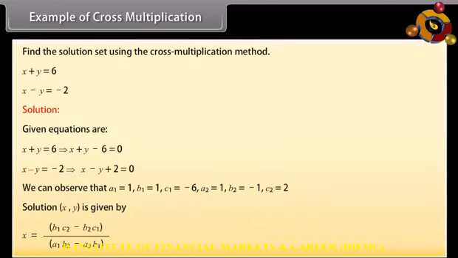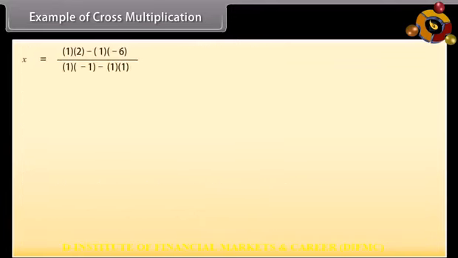Now by substituting the values we get x = (1 × 2 − (−1) × (−6)) / (1 × (−1) − 1 × 1). By calculating, we get x = 2.